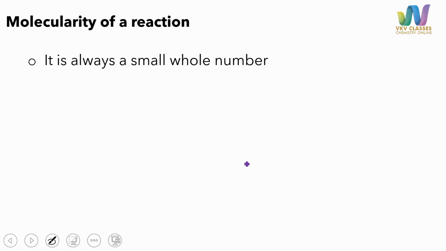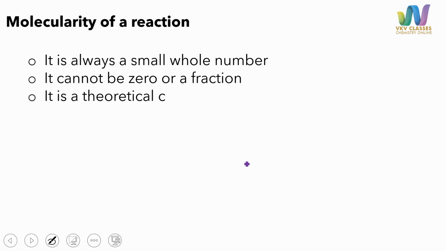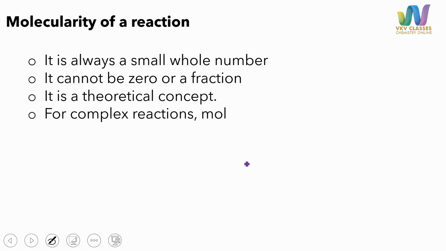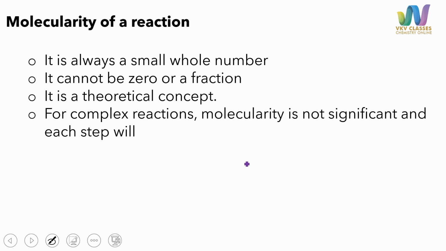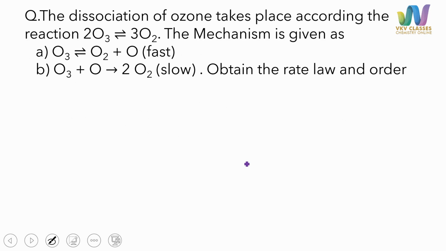Molecularity is always a small whole number. It cannot be 0 or a fraction. It is a theoretical concept. Consider order. Order is an experimental concept, while molecularity is only a theoretical concept. For complex reactions, molecularity is not at all significant, and each step in the complex reaction will have a molecularity.